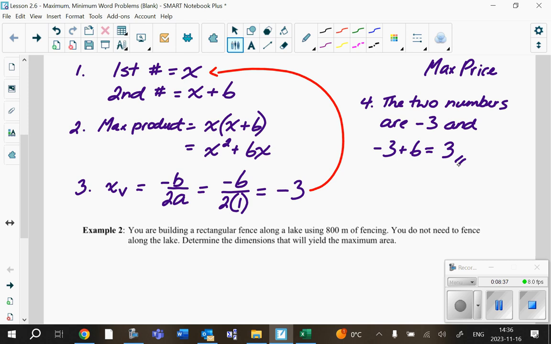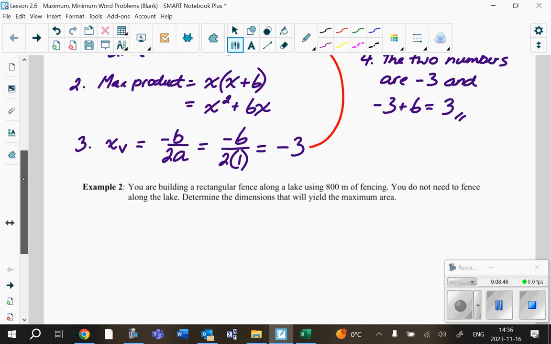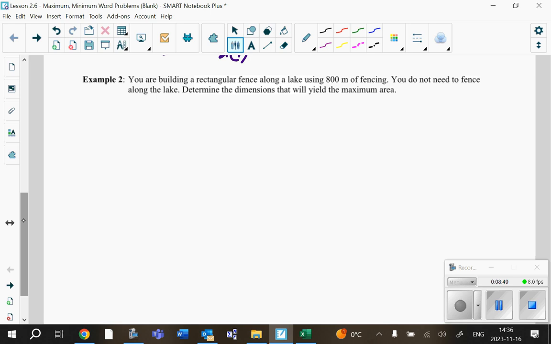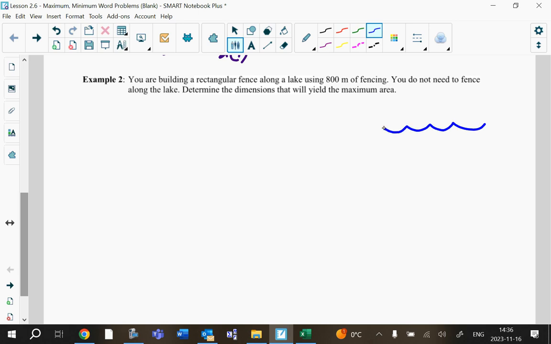The second major type of problem deals with maximum area, and you're finding dimensions. So let's look at this example. You are building a rectangular fence along a lake, and you've got 800 meters of fencing to use. So let's sort of draw that problem. We've got a lake, which we're not going to put fencing on. It's rectangular, so these two widths are going to be the same. And then we've got this length. All three of these pieces add up to 800 meters.